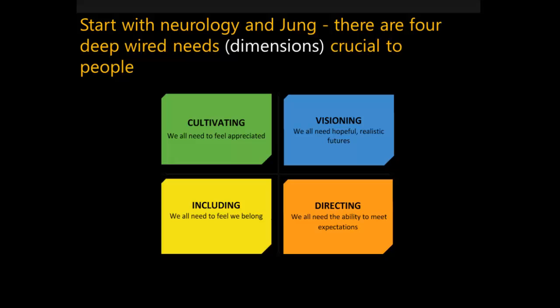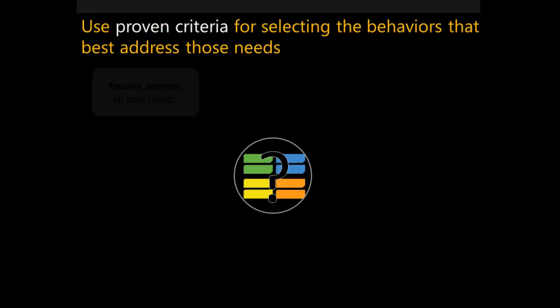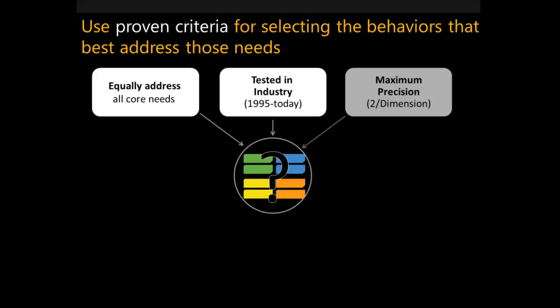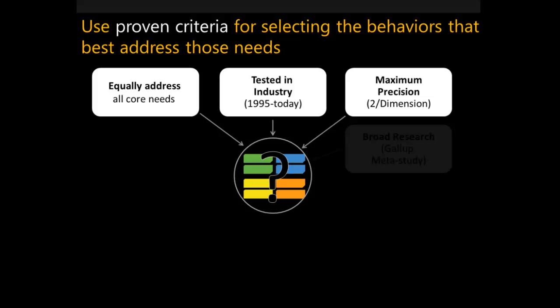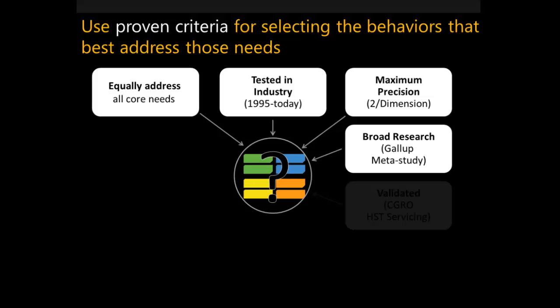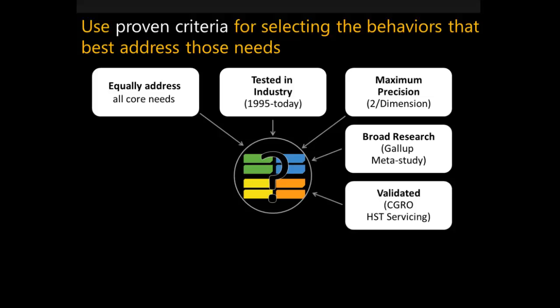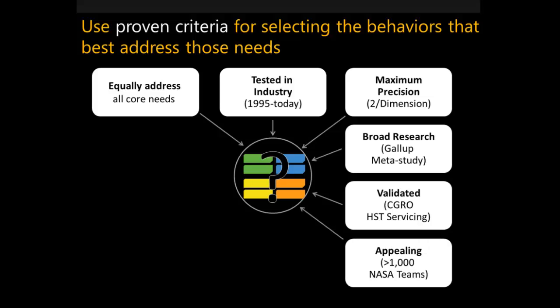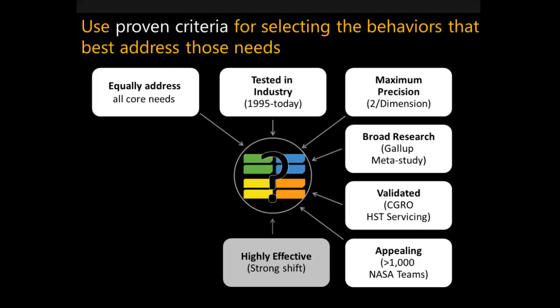What are we going to measure it on? Well, to develop key indicators, they must address the needs, have had test, retest, and test again in industry, and the minimum predictor that we can make, the more accurate our test and the more efficient our test is. So for each of those 4 dimensions of human needs, we have 2 key indicators. We formed those on the basis of broad research from Gallup's meta-study, validated it on major programs, HST, Hubble Space Telescope Servicing Mission experience, made them appealing. We're going to talk a little bit about how appealing they have been, and importantly, it's not enough to measure.